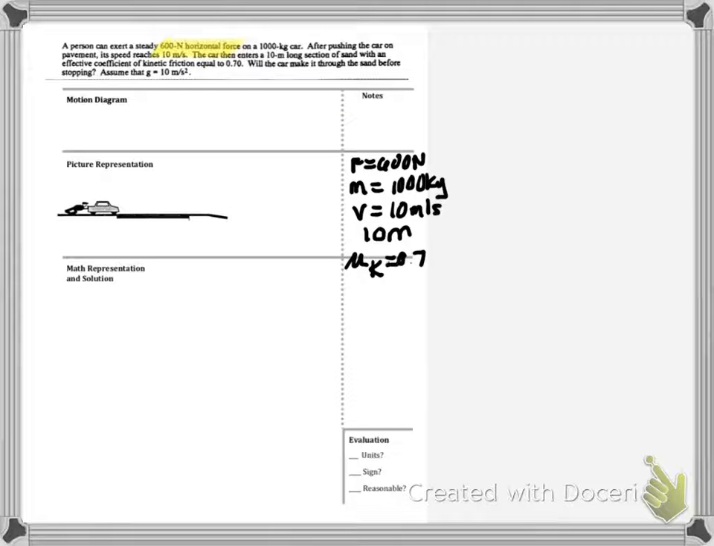Make sure you're good on that. That is a coefficient of kinetic friction, mu k. That is not script F. That is not a force, and we know it's not a force because it doesn't have a unit of newtons.